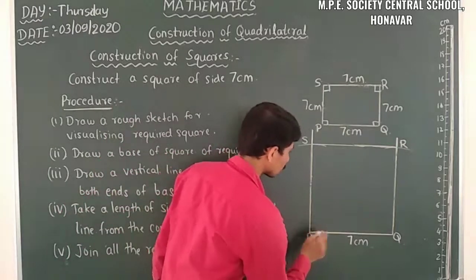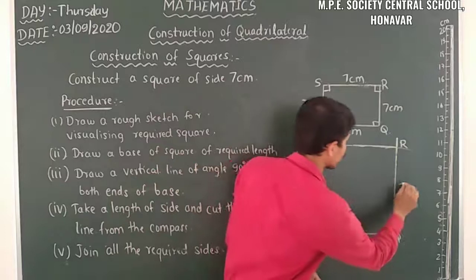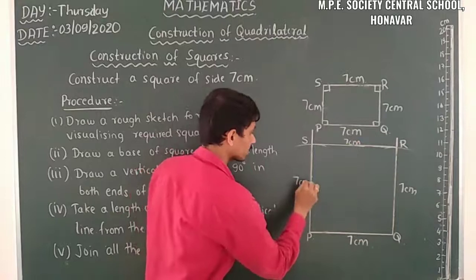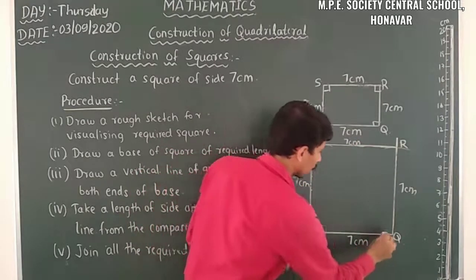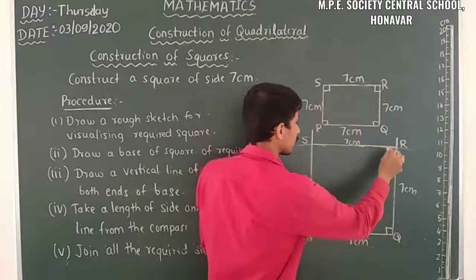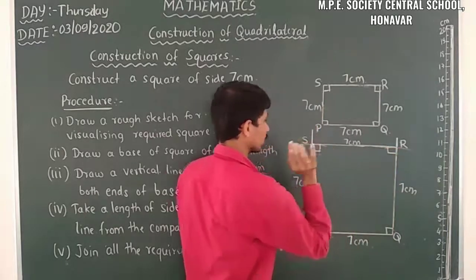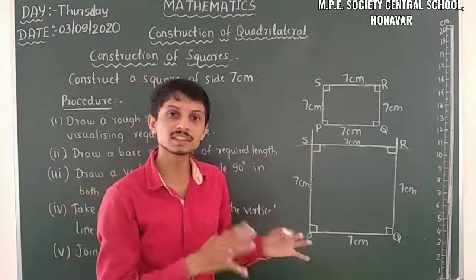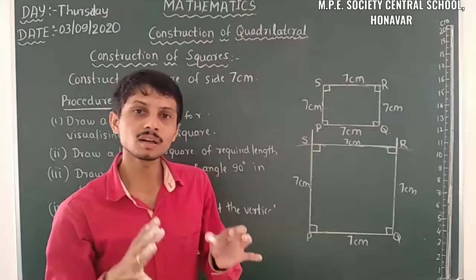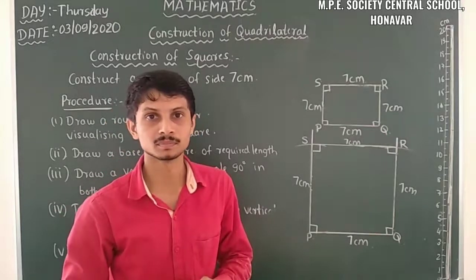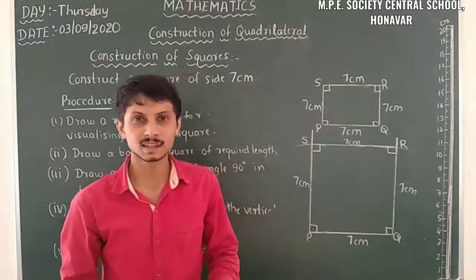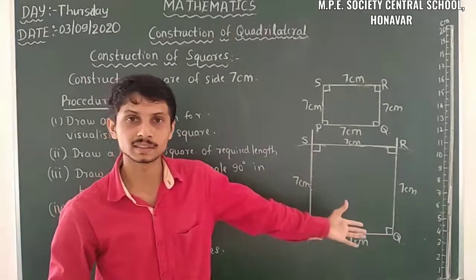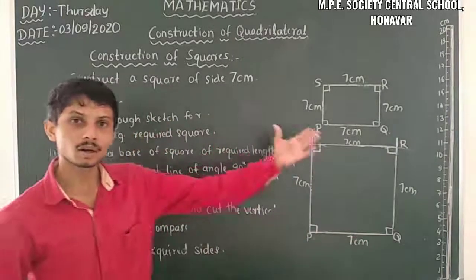After that you have to label all the things. It's 7 centimeter. It's also 7 centimeter. So the length of PS is also 7 centimeter. Then all the angles inside the square are 90 degrees only. So here the procedure is completed. So this is about constructing a square of required side. You can take any example, any length of sides, so you can draw a square like this. So go through the procedure and try to draw a square.